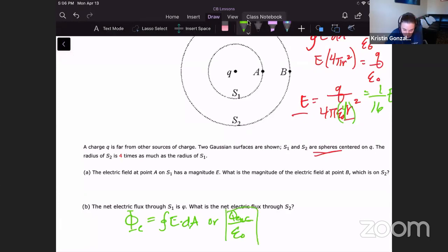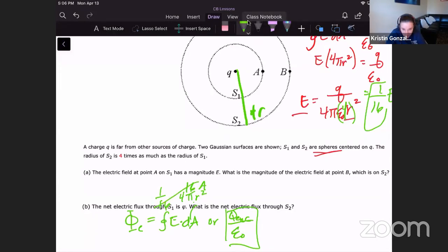The easiest one to always go for, if you can, is the Q enclosed over epsilon naught, because all you need to know is the charge, because epsilon naught is a constant. If we change the field, we're going to change the area, but we can look at that too, because I already know what happened to the field. I know that the area is related to 4 pi r squared. So if this has 4 times the radius, then r squared means it has 16 times the surface area. But we already determined that it has 1/16 the electric field. So 16 times 1/16, we get the same amount of flux.